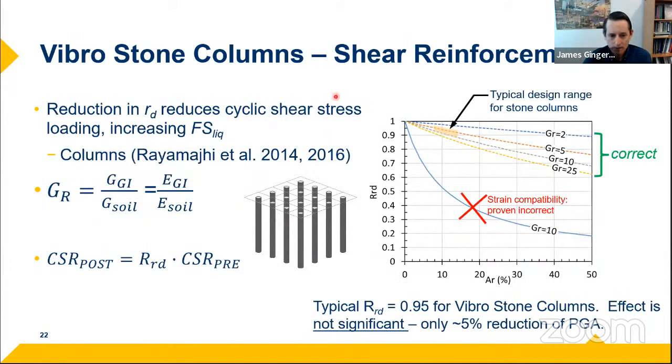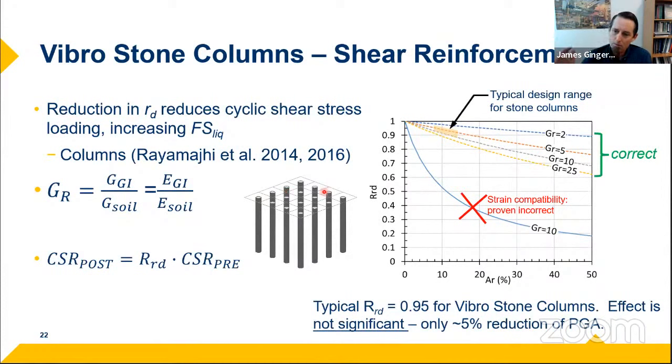Talked about densification, now shear reinforcement. There have been some early efforts and research that made an assumption of strain compatibility between the ground improvement elements and the surrounding soil. And that was used in the 70s and in the late 80s and 90s to evaluate the reinforcing effects. And there's been more recent research done at Davis and UC San Diego that has shown basically that that strain compatibility assumption is incorrect.